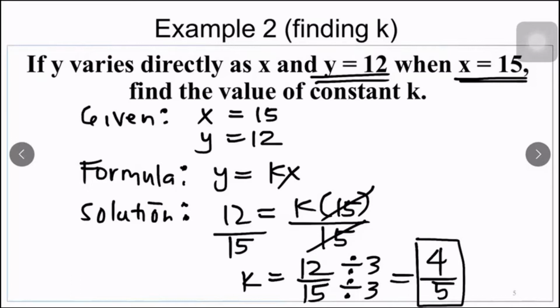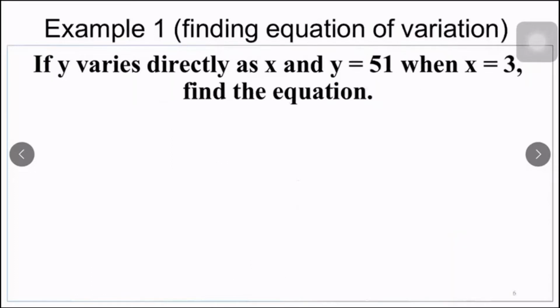Now, since we are done with identifying k, one of the basic ideas in solving direct variation, let us proceed to our example number 1 in finding the equation of variation. The equation of variation is used to identify other values of x or y, given an initial value of x and y.